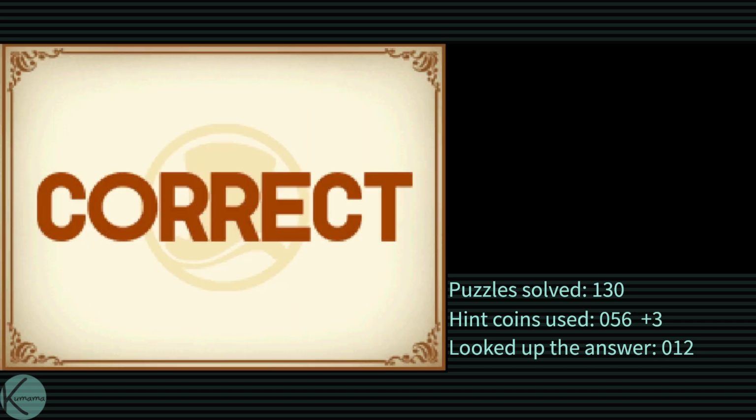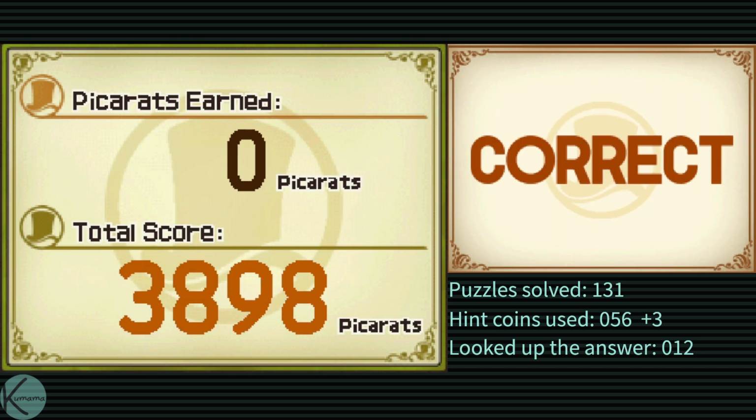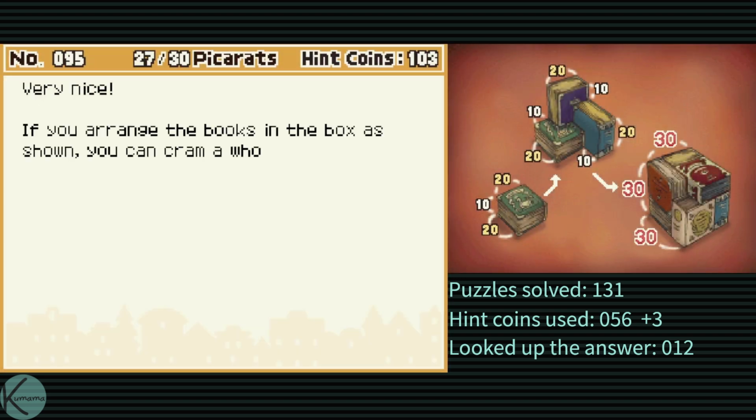Ha! Wonderful. I was like, there's a lot of empty space here. But why? That's not how I had it. Okay.